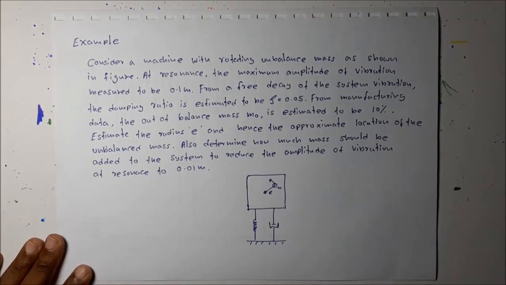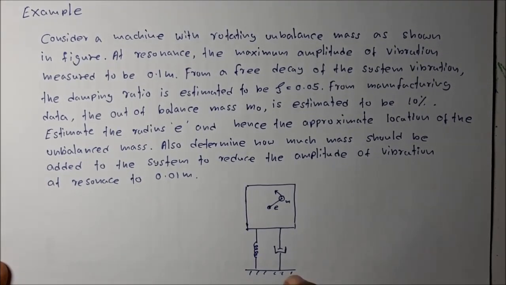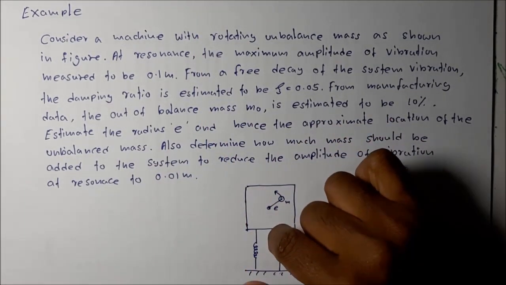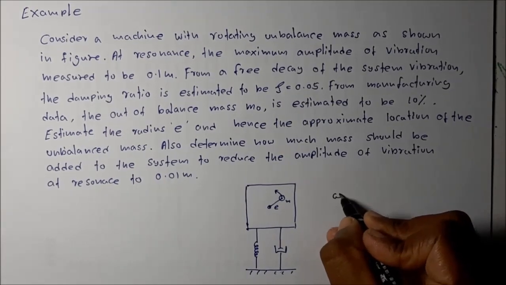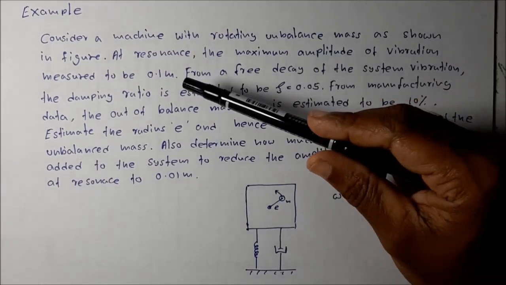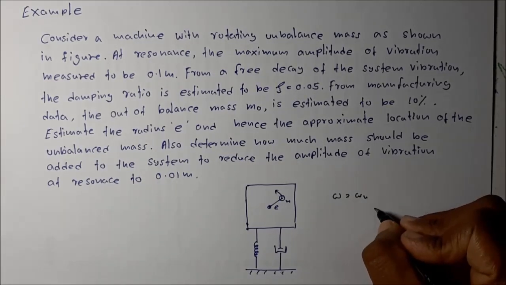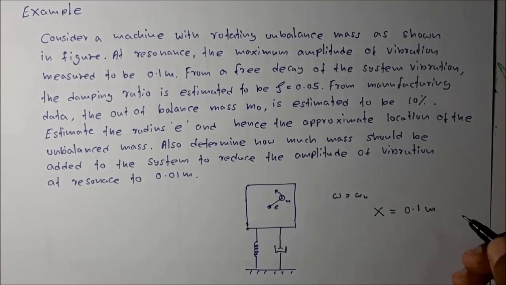Just read the problem. Consider a machine with a rotating unbalanced mass as shown in the figure. At resonance, that means omega is equal to omega n. The maximum amplitude of the vibration is measured to be 0.1. That means the maximum amplitude of the vibration, x, in the steady state vibration we are discussing, is equal to 0.1 meters.